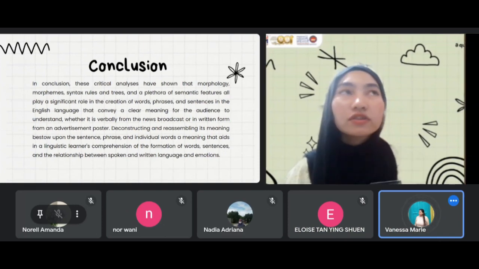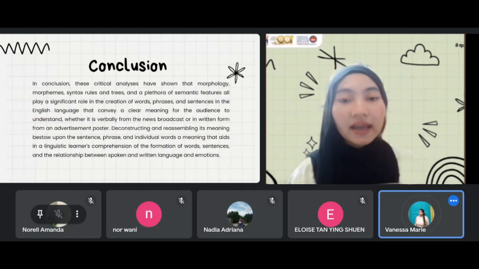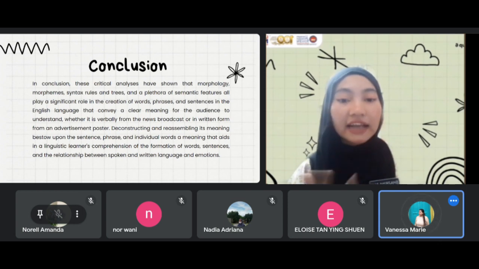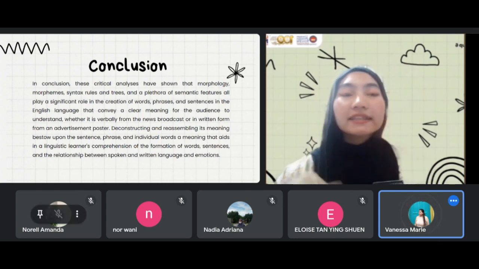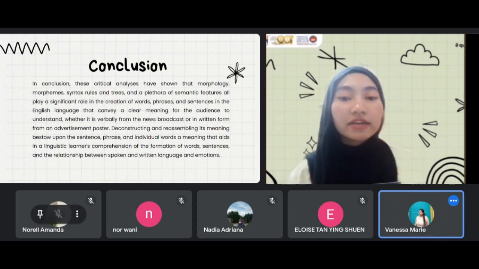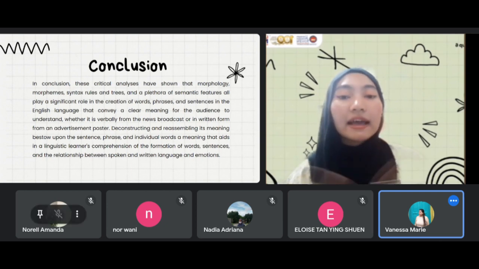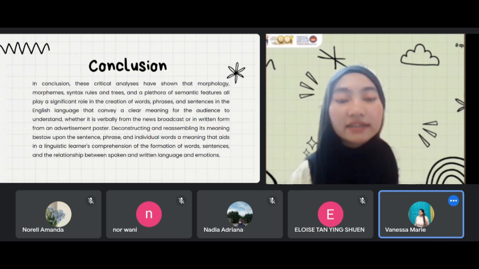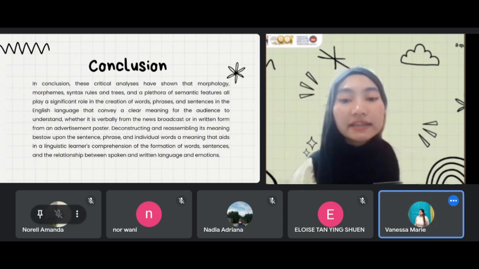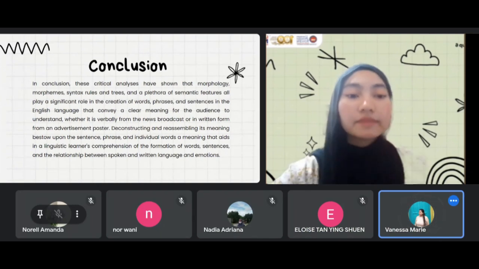So next, to sum everything up from the critical analysis that we have made, it is clearly proven that morphology, morphemes, syntax rules, and trees, as well as a plethora of semantic features, all play a significant role in the creation of words, phrases, and sentences in the English language. That is, they convey a clear meaning for the audience to understand, whether verbally from the news broadcast or written from the advertisement poster.